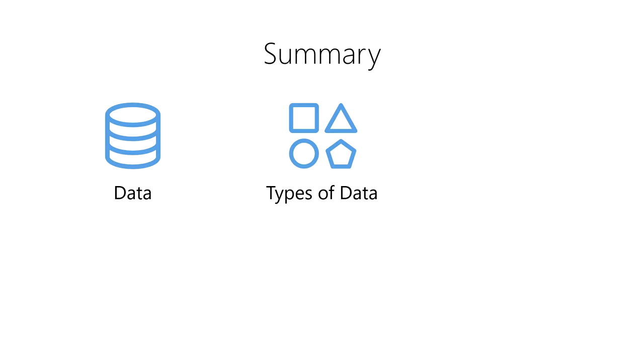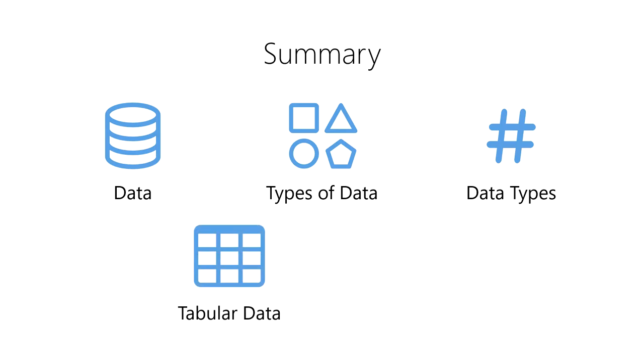Then, we learned that data can be represented and stored in computers using data types. Next, we learned that tabular data are data organized into rows and columns so that they can be queried effectively. Finally, we learned that data moves as a life cycle, as a journey from data collection to action.